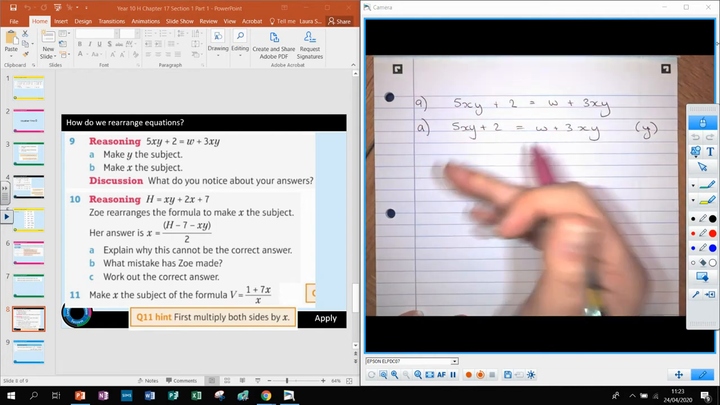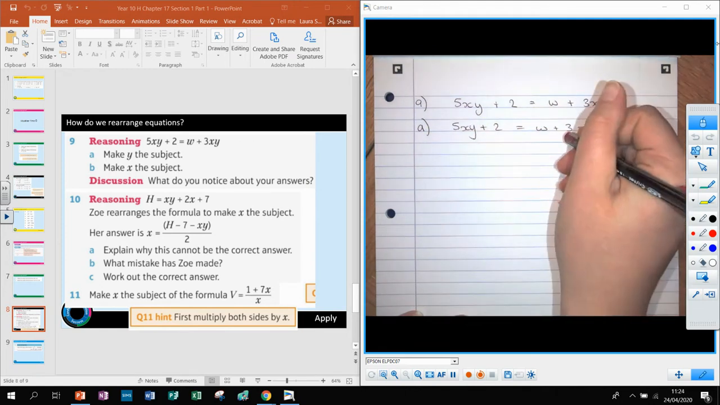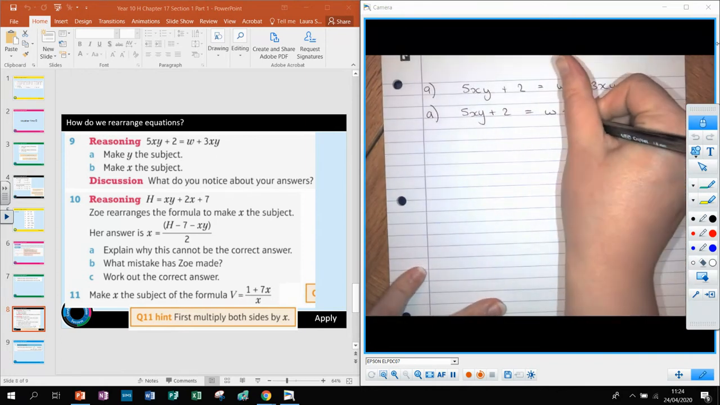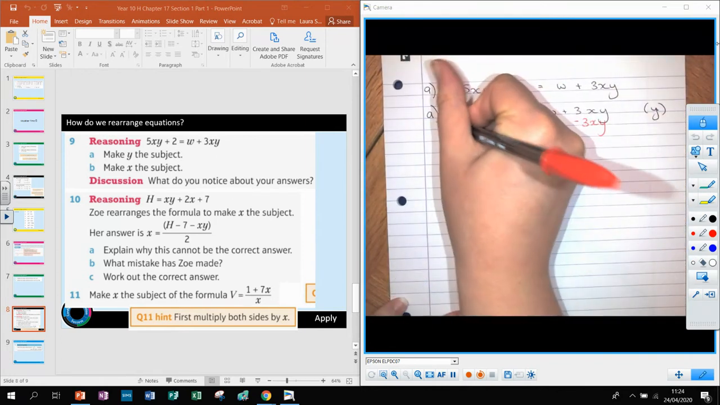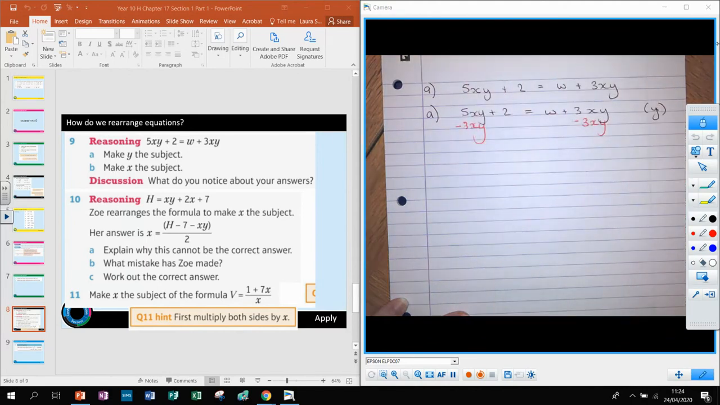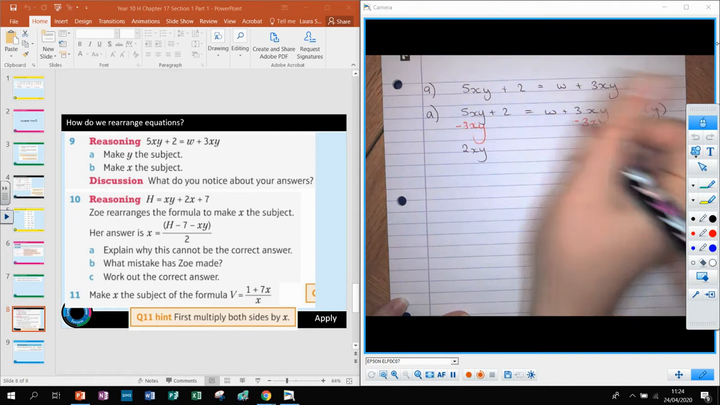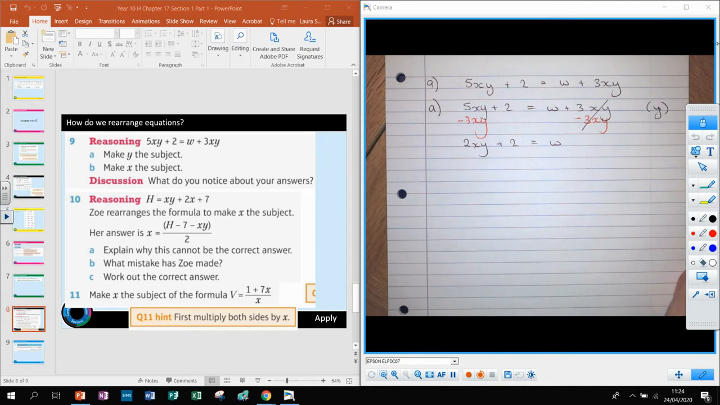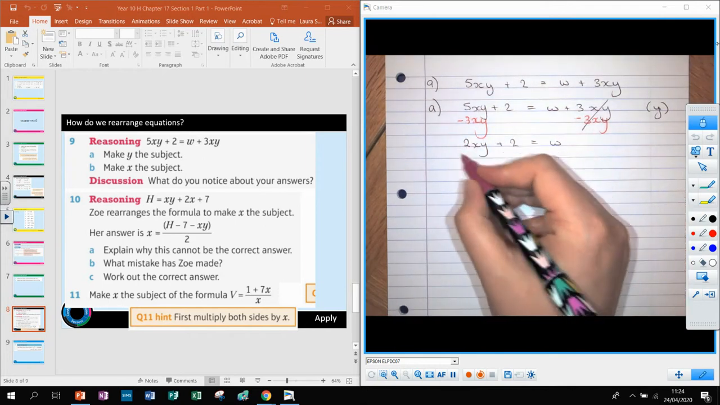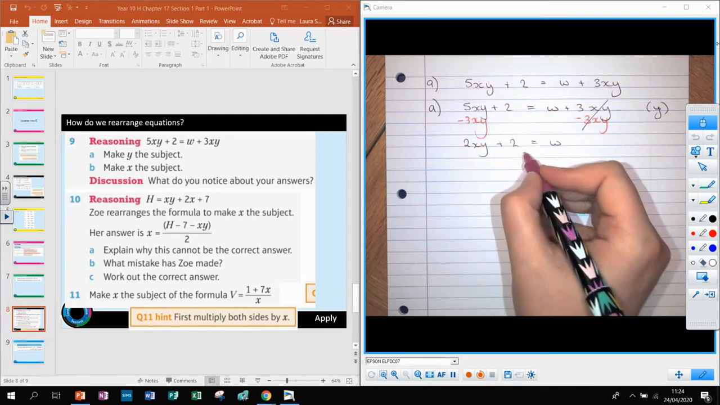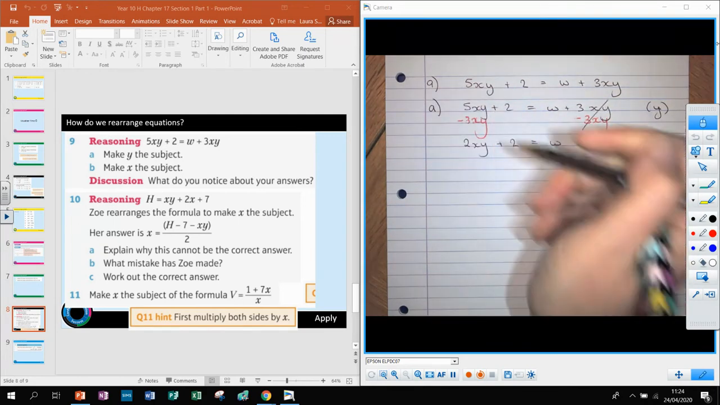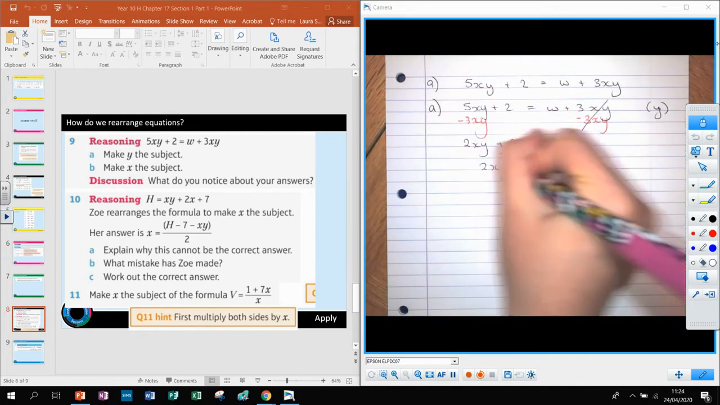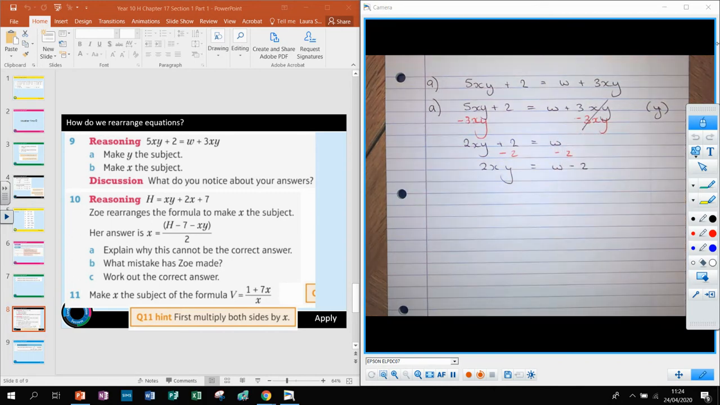Right, so I need all the y's together. Yes, so in this particular question, that means I'm going to have to take away 3xy so that it goes to the left-hand side. So we take away 3xy, both sides. Okay, that will give us a positive 2xy on this side, plus 2 is equal to just w, because remember that cancels out. Now at this stage, I want the 2xy by itself so that I can isolate y. So let's subtract the 2 from both sides. And that will give me 2xy is equal to w minus 2.